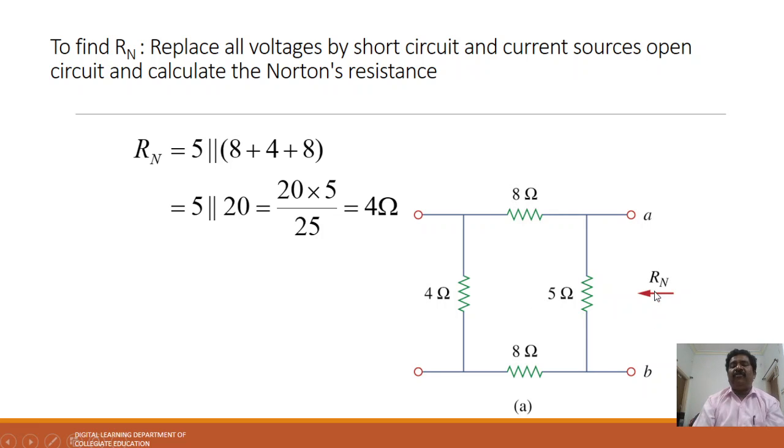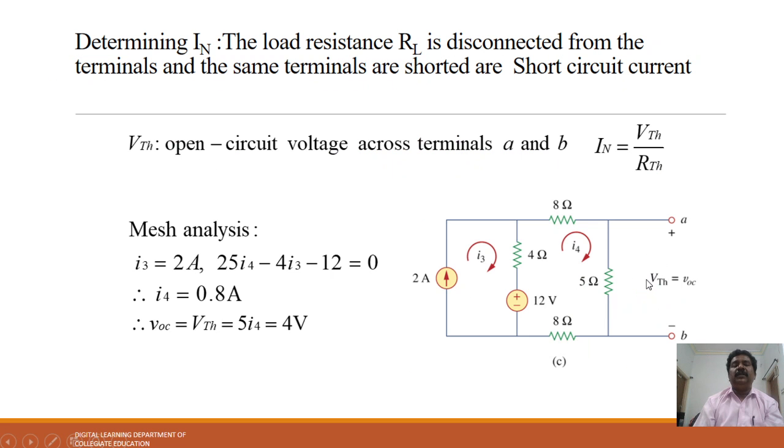Looking at the circuit, the 8 ohms is in series with the 4 ohms, and the 4 ohms is again in series with 8 ohms. These three resistors form a series combination, which is parallel to the 5 ohms. So RN is 5 in parallel with all this, which is 20 ohms. 20 into 5 divided by 25 gives 4 ohms. This is the Norton's resistance.